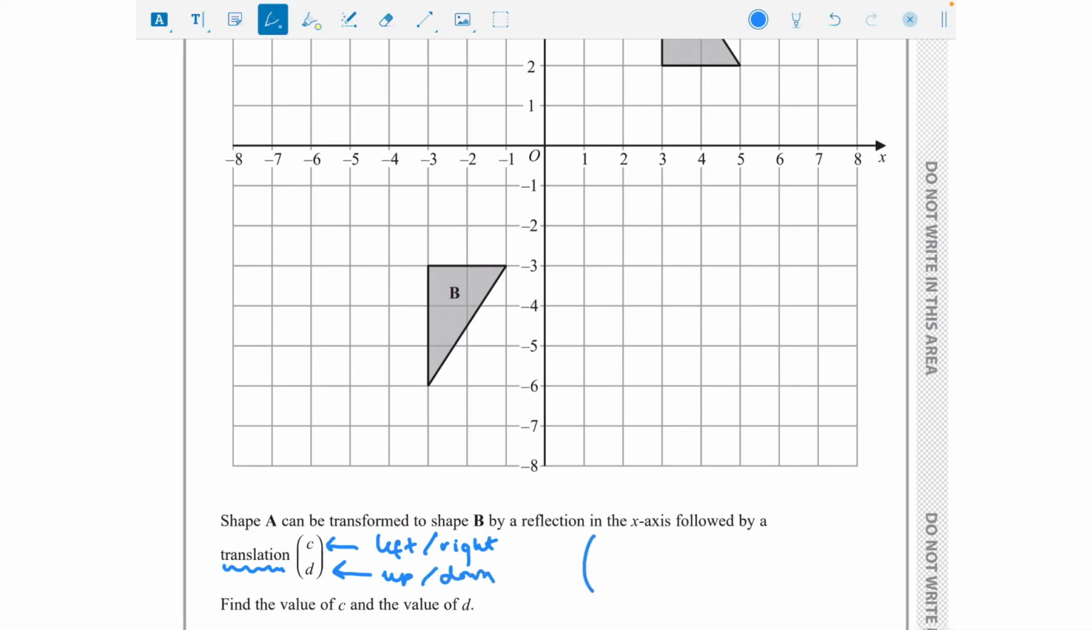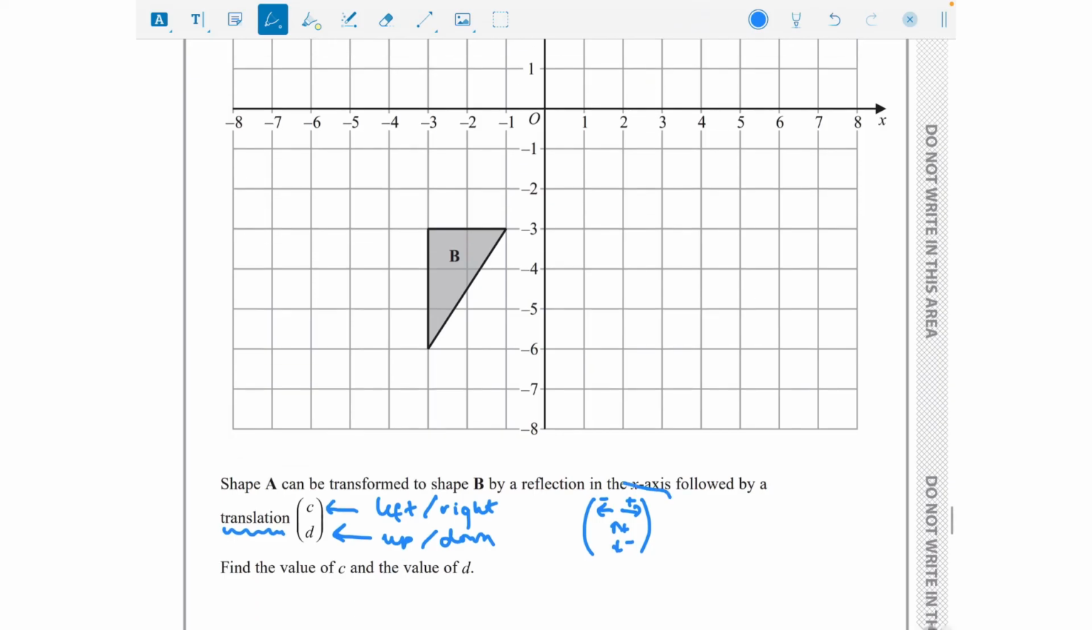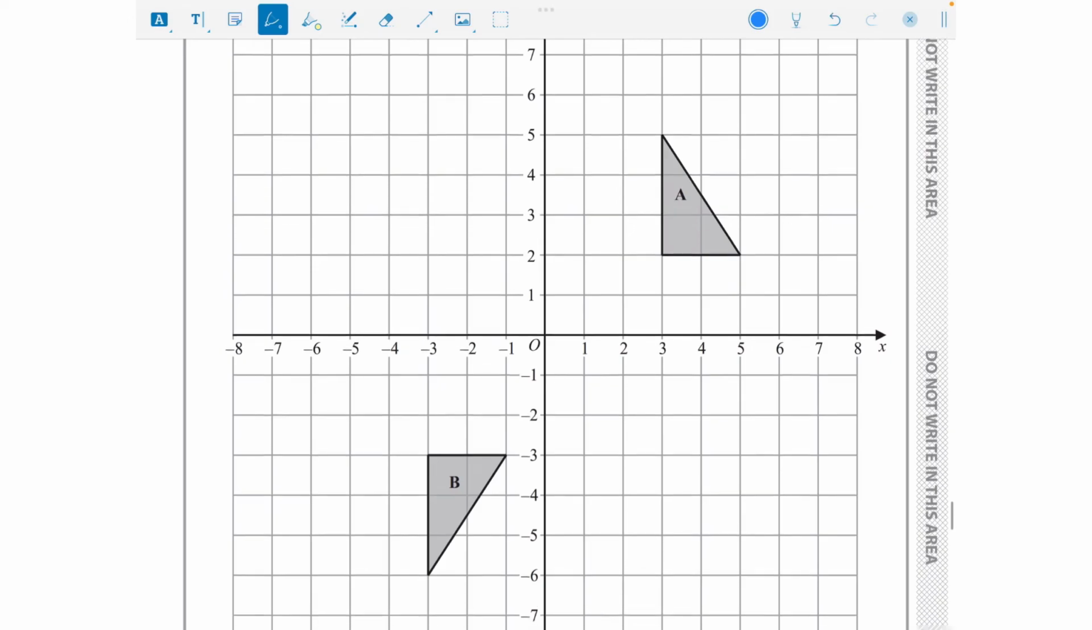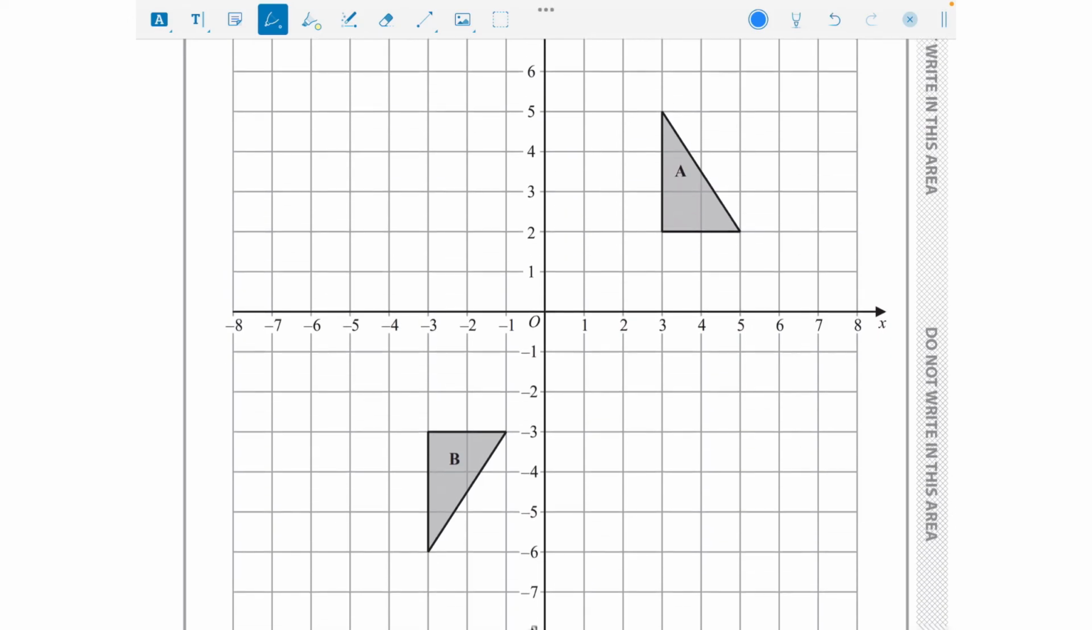Now I would make a note of this. Left is negative and right is positive, up is positive and down is negative. So that's what I always make my students draw in their books. So first we're going to do a reflection in the x-axis. The x-axis is this line here. We can see it's got an x at the end. So that is my x-axis.